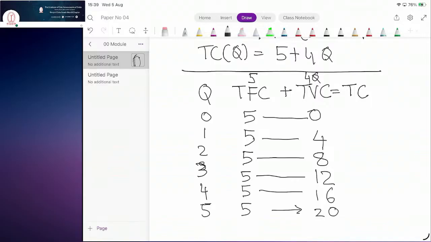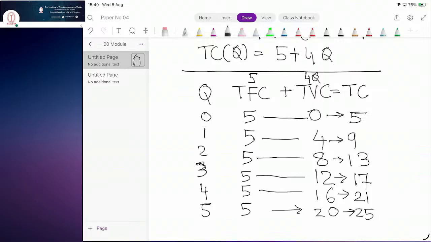Quickly fill in this table. 5 plus 4 is equal to 9. Right. Next, 13. 13. Did you all get this? 17. Yes. 21. 25. Got it, all of you?